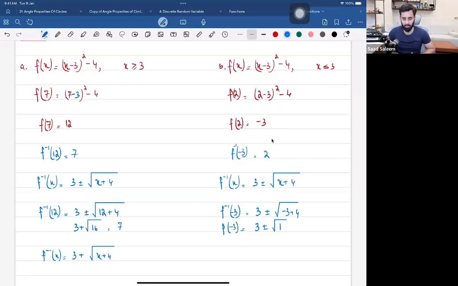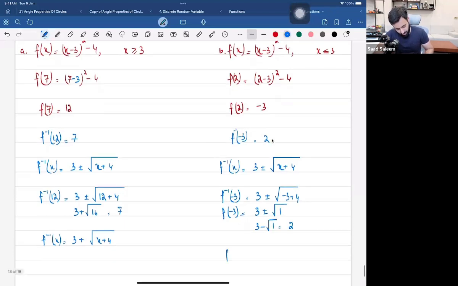Positive square root line, negative square root line. If I take the positive square root, that's going to be 3 plus 1. Positive square root or negative? Negative square root, yes. 3 plus 1 equals 4. That's not going to help. That means we should take the negative square root, because if you take the negative square root, you get the desired result. So the final answer, f inverse of x, will be equal to 3 minus square root of x plus 4. Okay, that is the correct answer.